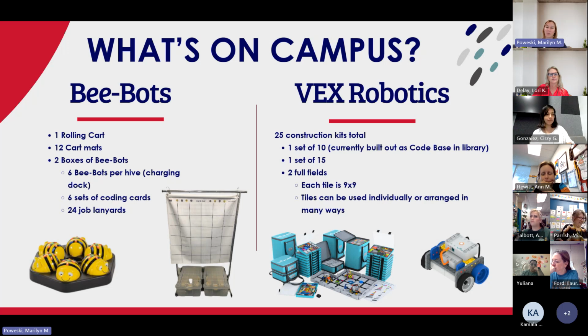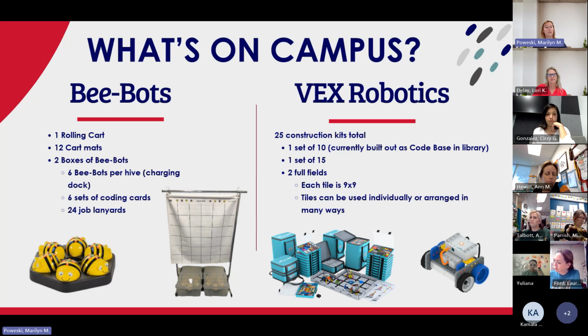You've also got VEX robotics on all elementary campuses. In the library, you've got 25 construction kits total. Each kit is actually 2 boxes, and it's 1 set of 10 that are currently built out as code bases, which is the robot on the far right-hand side at the bottom. Those are code bases, and DLSs came around and built those out for you. And those are available charging or ready to be charged in the library. And then an additional set of 15 kits for kiddos.